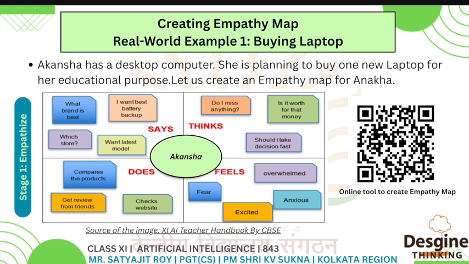So we have listed down all of these quadrants, and by just looking at these things, we can easily understand what Akanksha's concerns are and what Akanksha really wants. If you just combine all of this together, you can easily make some deductions from this data. Like first of all, we can understand that Akanksha wants the best battery backup. Also, second is that Akanksha wants the best for her money.